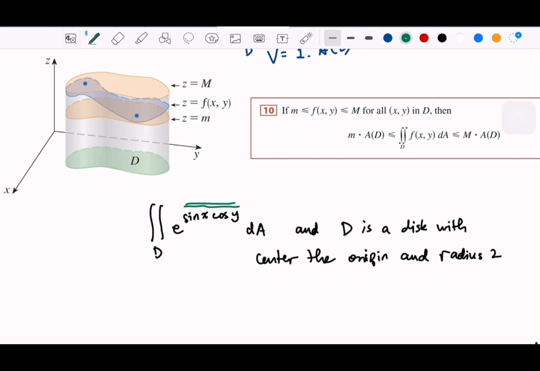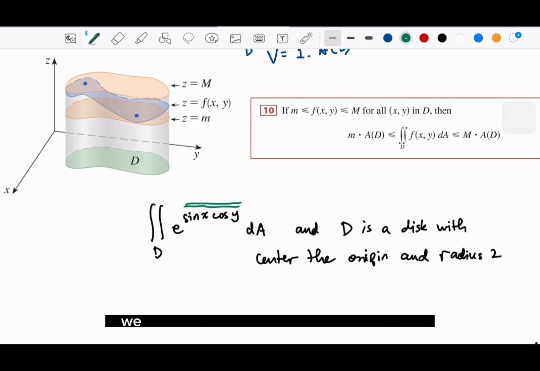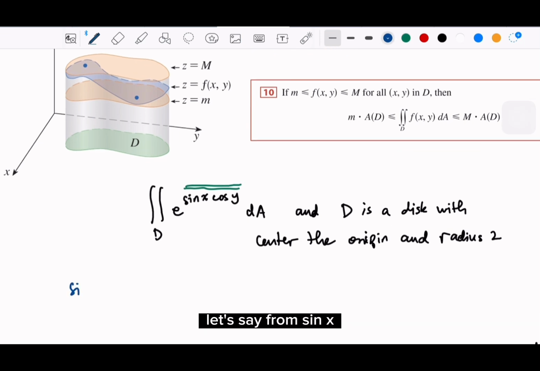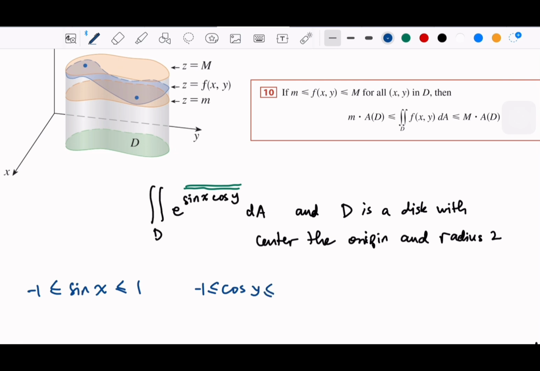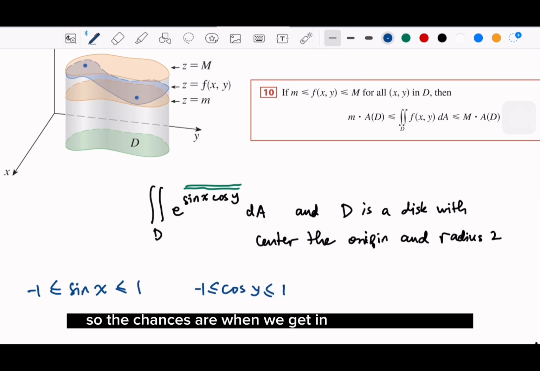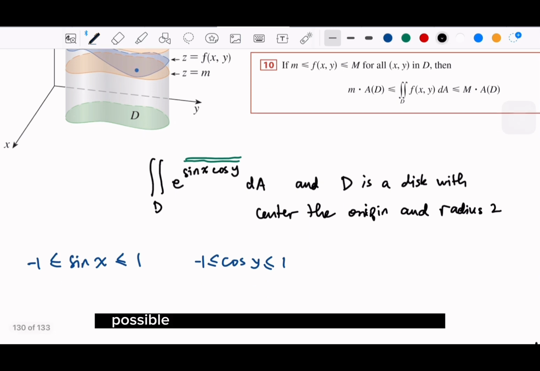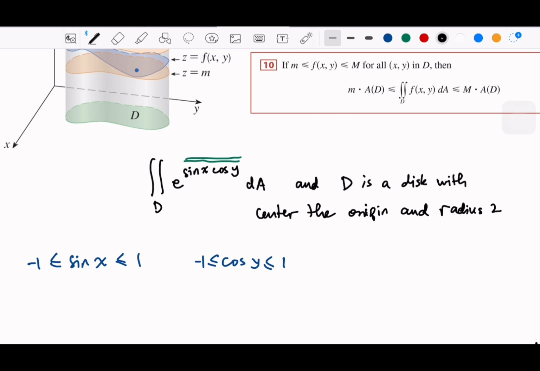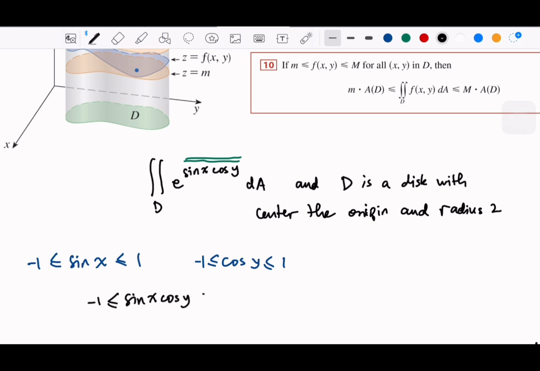Really the estimation is easy to see from the trigonometry. As you can see from previous sections, when we have trigonometry, we have our minimum and maximum value. So we have maximum and minimum from, let's say, sine x. We could have negative 1 or 1, and for cosine y we also have the same. So the range when we put these two together is negative 1 to 1. That's the only possible way to know the maximum and minimum. So if we take sine x cosine y, this is the estimation that we have.